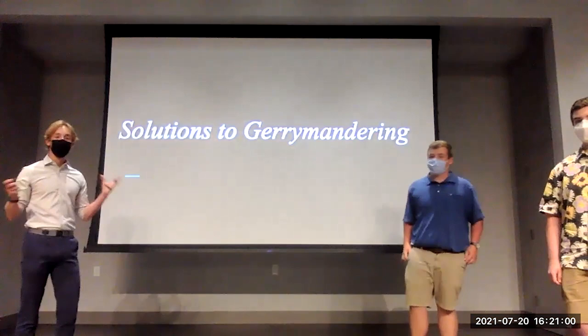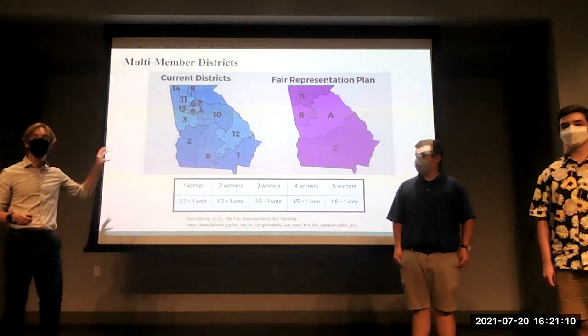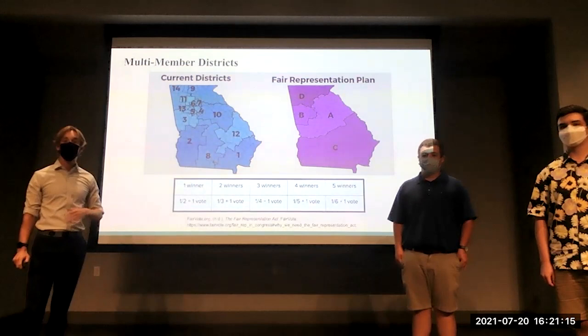All right, we've heard all the problems, time for some solutions. So one solution being proposed is multi-member districts. This blue on Georgia here has 14 districts. Each district elects one person. In the purple map, there's only 4 districts, but each district elects 3 different people.